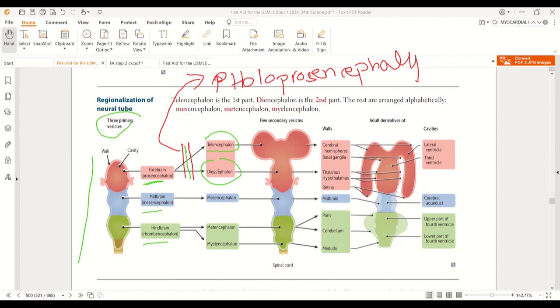One more thing: the neuroepithelium, this wall, mainly gives rise to the different brain and brain stem structures, while this cavity gives rise to the ventricles and cerebral aqueduct. So the wall gives rise to the brain and brain stem, while the cavity gives rise to the ventricle.